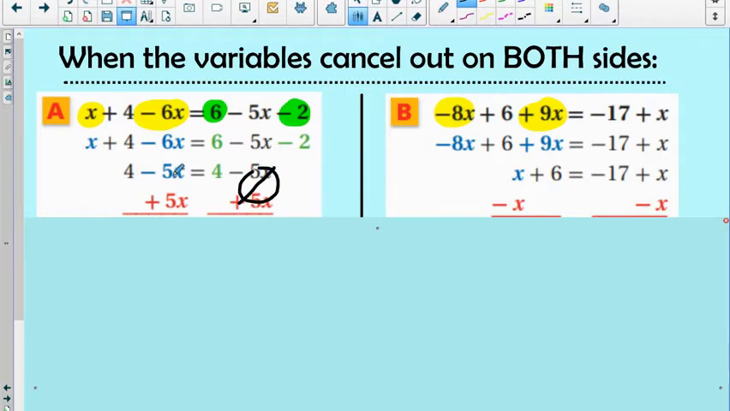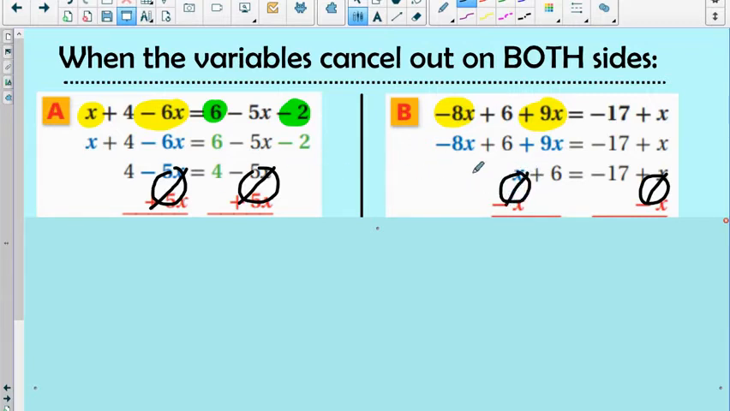But what happens on this side is we get the same thing. Negative 5x plus 5x is also 0. And what we're left over with is just the two numbers. 4 equals 4. On the right-hand side, on example B, we move the variables to the same side again. So if I want to undo addition, I undo addition by subtracting. x minus x is 0, canceling those out. And x minus x is 0, canceling those out.